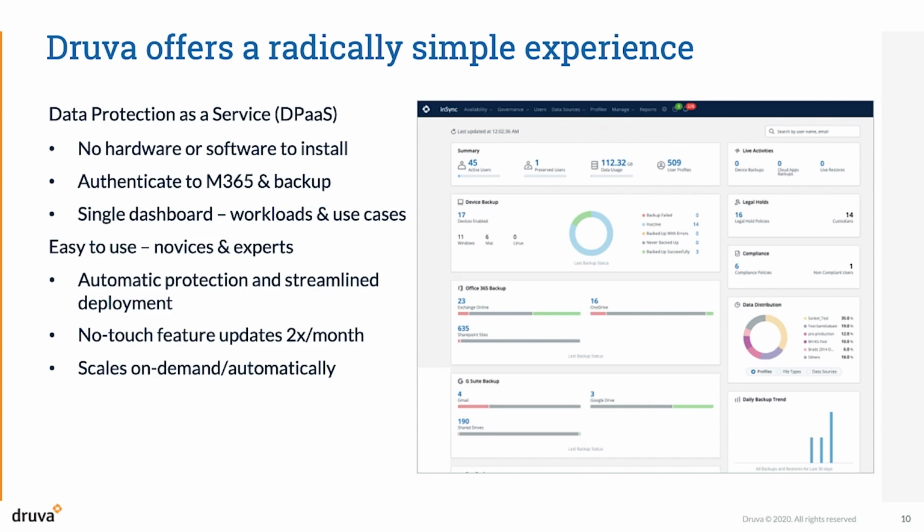Another really important feature of SaaS-based solutions in general, and it's true of Druva products as well, is that we do automatic feature updates 2 times a month, and you automatically get those new features, whereas with competing products, you would need to upgrade your backup server in order to get those features. Our software is automatically upgraded in the background. You get all new features as soon as they come out. The other thing is that it scales on demand, right?